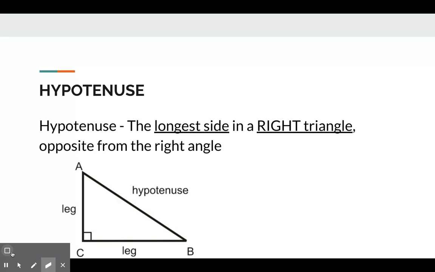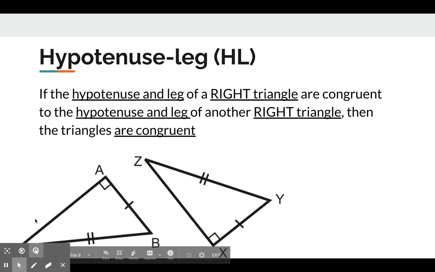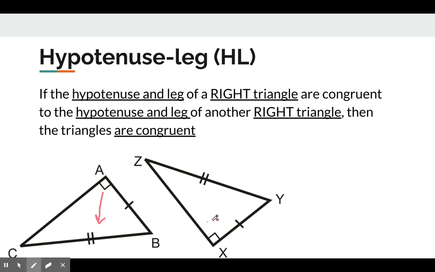So let's go back to our definition of hypotenuse, leg. We see that the hypotenuse, which is always opposite from our right angle, has two congruence lines. Both of these hypotenuses are congruent to each other, and a different leg is congruent to each other as well.